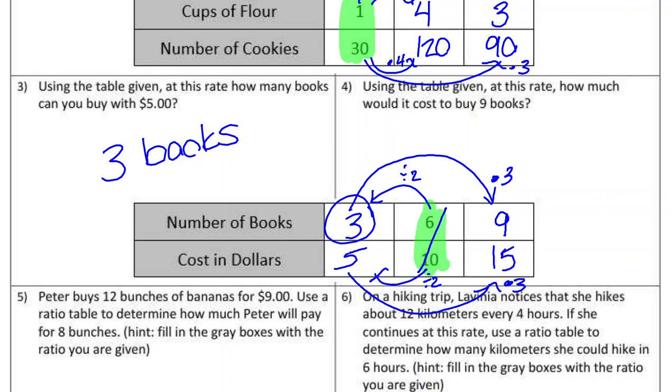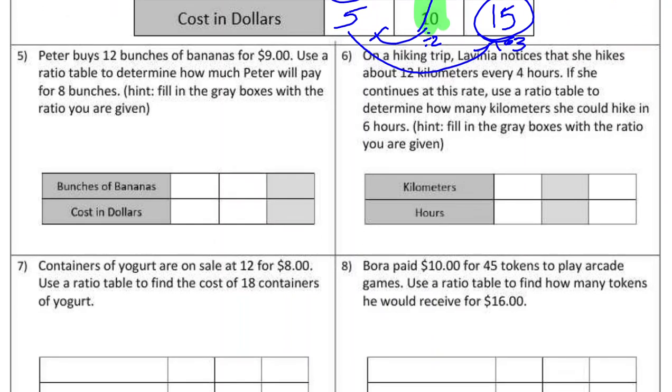So at this rate, how much would it cost to buy 9 books? It's going to cost $15. So for some of these, you might have to simplify in order to get that simplified ratio and then move forward. And that's going to hold true in our next 4 examples.